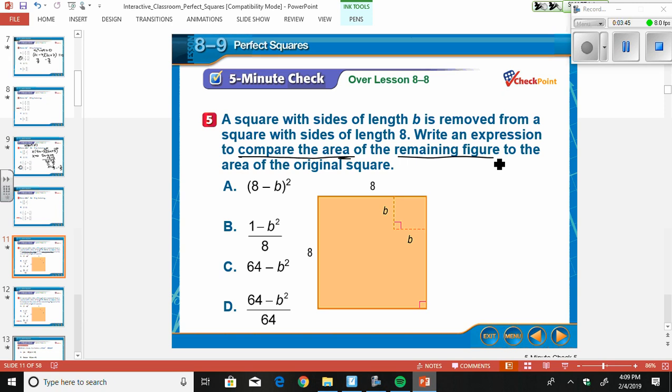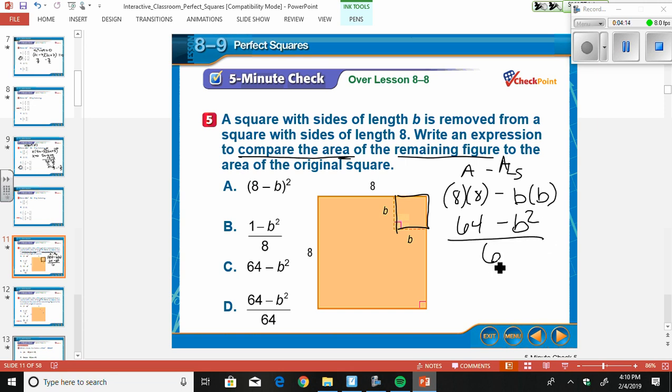And what's remaining? Well, what's remaining is when we take this out. How do we take it out? We subtract. So we take our original area minus our little square area. The original is length times width, 8 times 8, minus that length of b times length of b, so that's 64 minus b squared. And then we are comparing it to the original, so we put it over the original of 64.